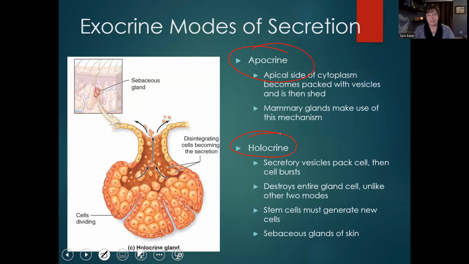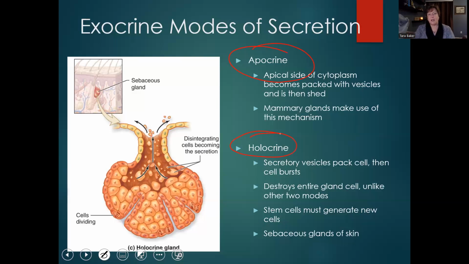This type of release is going to kill the cell. All of the proteins, whatever you're trying to put together, is going to be packed into a vesicle, and then the cell is going to explode, dying and releasing all the vesicles. So apocrine glands release vesicles, but the cell stays alive. In holocrine exocrine glands, the cell is just going to explode, releasing all of the vesicles. So that cell has to be replaced.